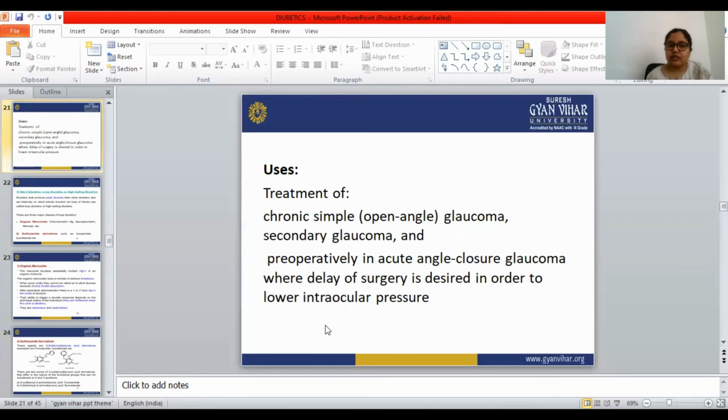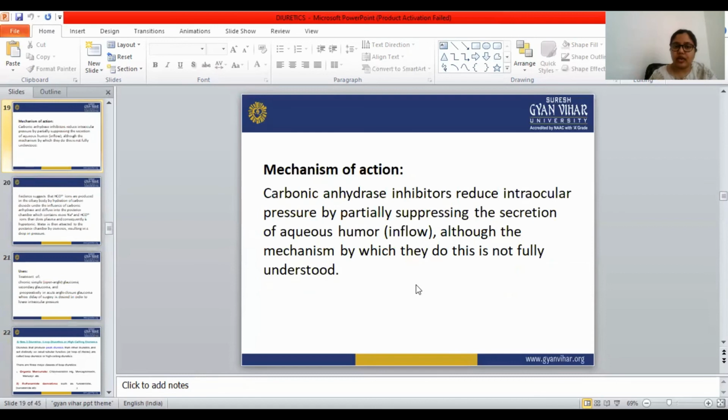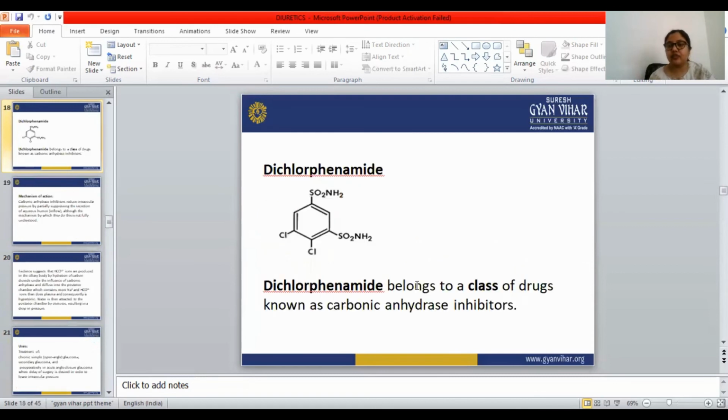Some uses are there. This is used in the treatment of chronic simple glaucoma, secondary glaucoma, and in acute angle closure glaucoma, where delay of the surgery is desired in order to lower intraocular pressure. So these are the carbonic anhydrase inhibitor drugs we have discussed here.